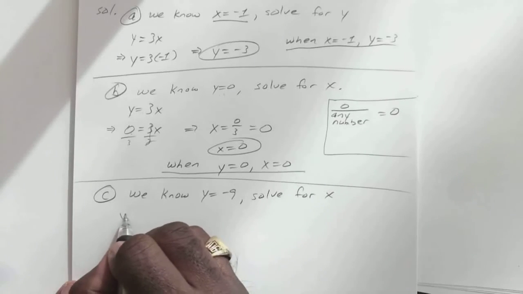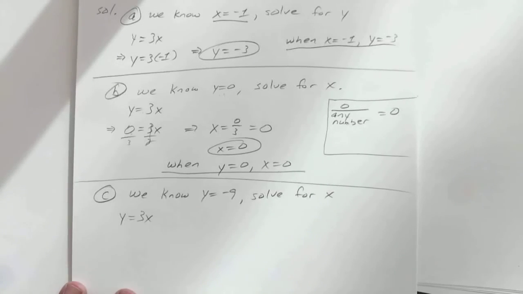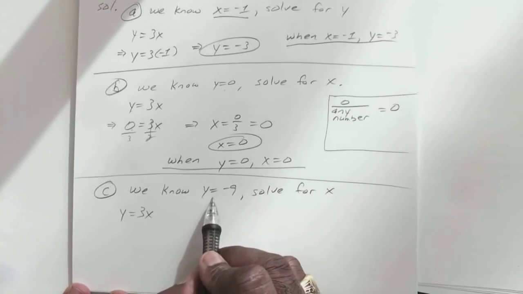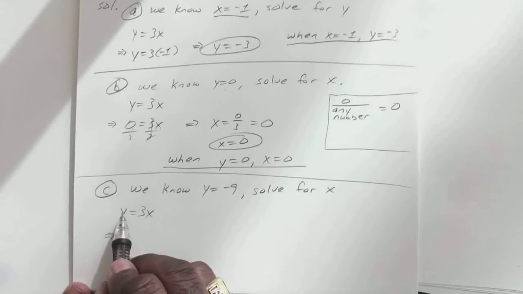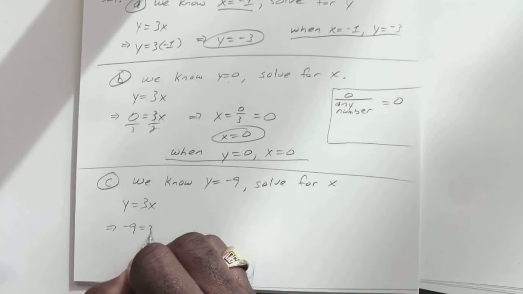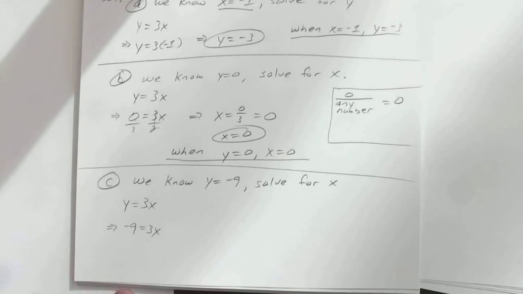Okay, so again, we start off with our y equals 3 times x that they gave us. And we know y is equal to -9. So that means -9 equals 3x. Okay. So we solve for x by dividing both sides by 3.